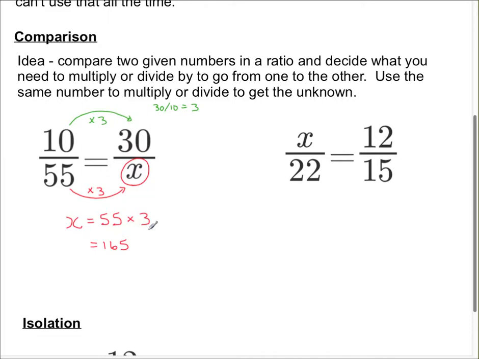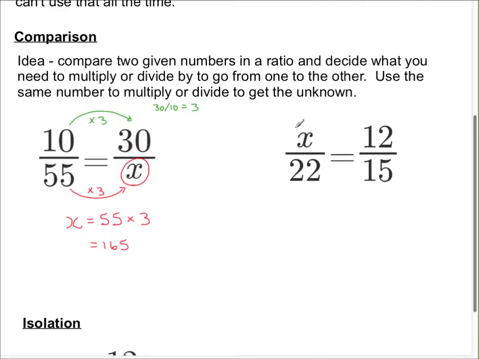So, not too difficult. Now if we had decided to turn 10 into 55 and turn 30 into x, we would have gotten the same answer. It just wouldn't have been quite as easy on the times tables. So now let's have a look at the one that I told you was a little bit yucky. And it's still a little bit yucky. It's yucky because it's not our straight up multiplication tables.